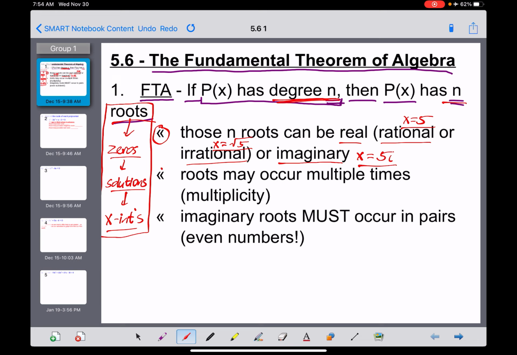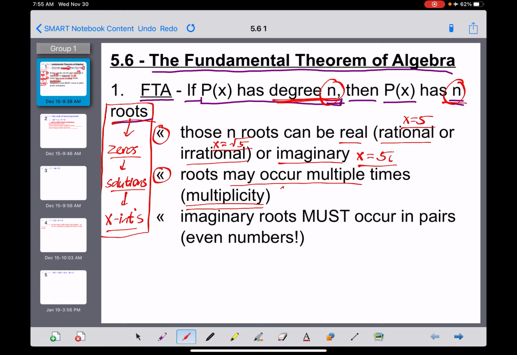Then the second bullet point I wanted to bring up right here, roots can occur multiple times. And that's when we talked about the concept of multiplicity. So sometimes people feel like the fundamental theorem of algebra is lying to them because this tells us that if we're dealing with a third-degree polynomial, we should have three roots. Now that's true, but sometimes because of multiplicity, it might appear that a third-degree polynomial only has two roots. Well, that's because one of them actually occurs twice.